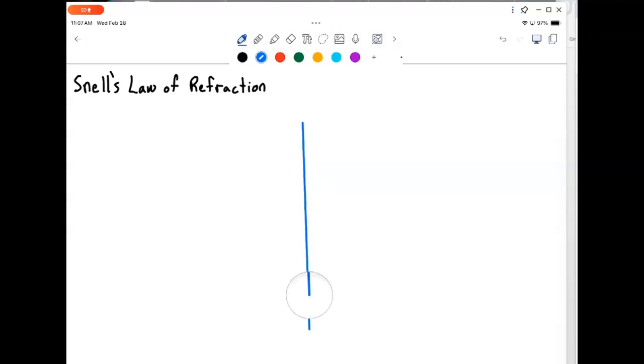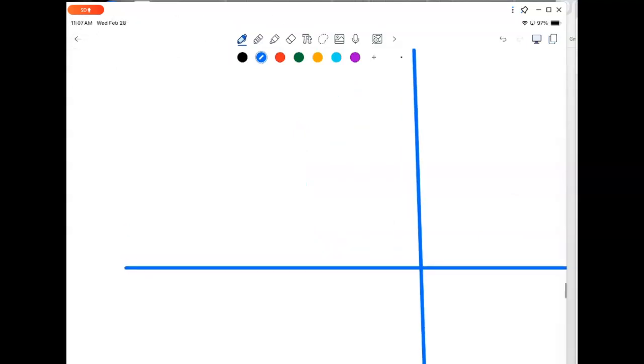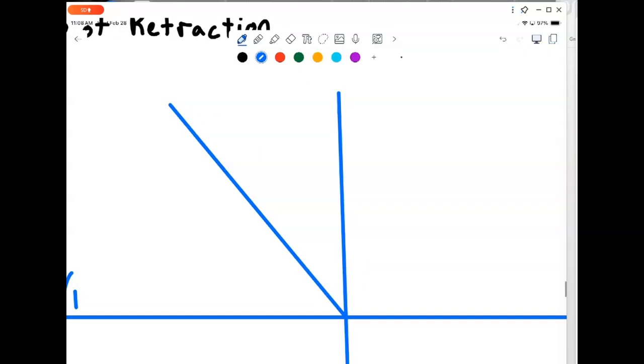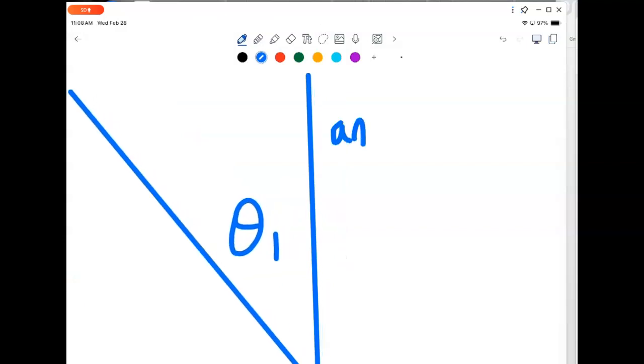So here's what Snell's law says. And we draw a little coordinate axis here to make this visual. So light is passing through one medium with a velocity of v1. And what happens is the light comes through, passing through the perpendicular with some angle theta 1. Okay. That first angle has a name. That's called the angle of incidence.